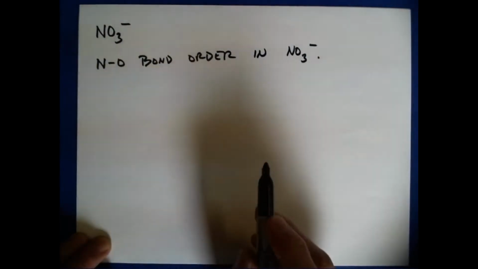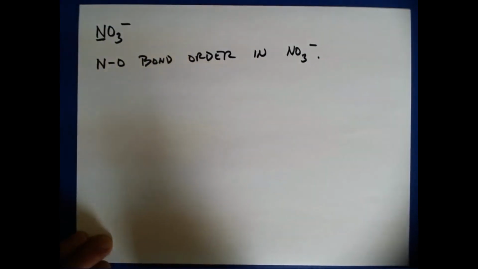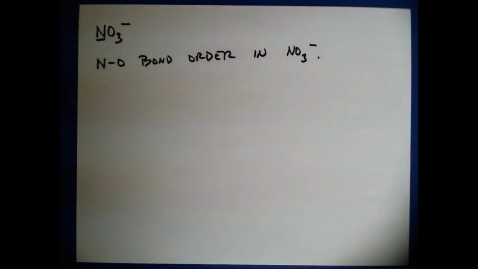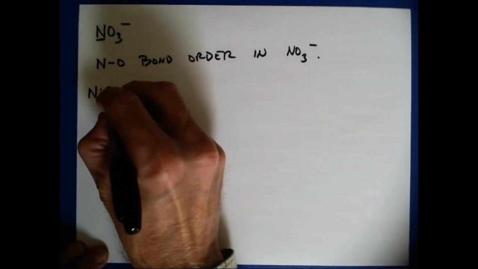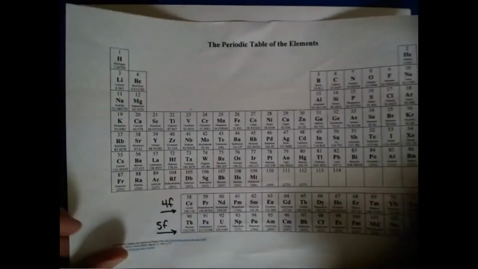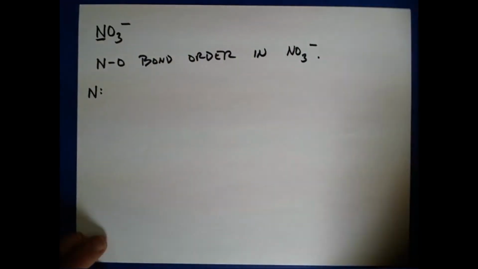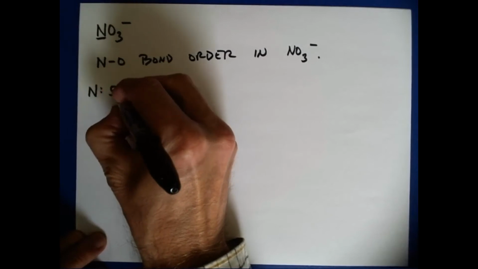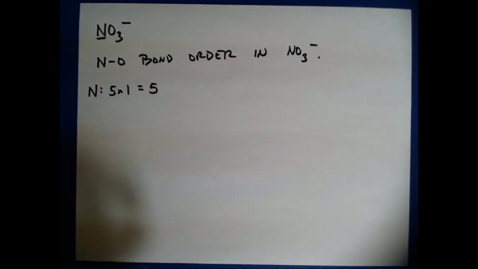The first thing we do is determine the central atom, which is almost always listed first. Next, we find the number of valence electrons that exist in the ion. I have a nitrogen atom, which has 1, 2, 3, 4, 5 valence electrons. So I have 5 valence electrons times 1 nitrogen atom. That's a total of 5 valence electrons.